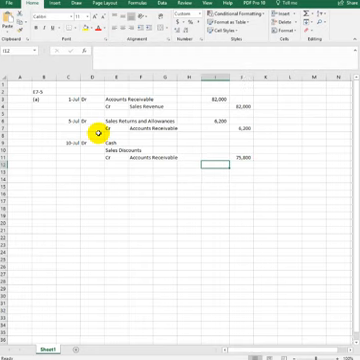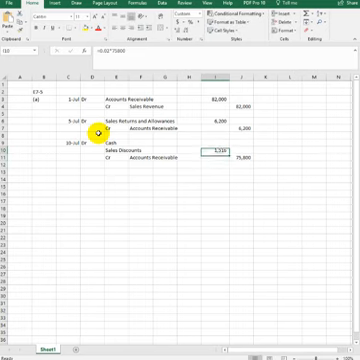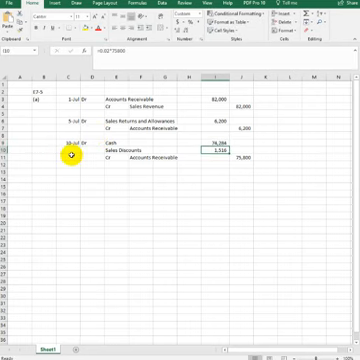Now the discount was 2% of that, so if we take 0.02 times, well, we can take the 75,800 if you like, or we could have just cross-referenced it there. And of course the amount of cash that we get is 75,800 minus the 1,516, so 74,284. That's pretty straightforward.